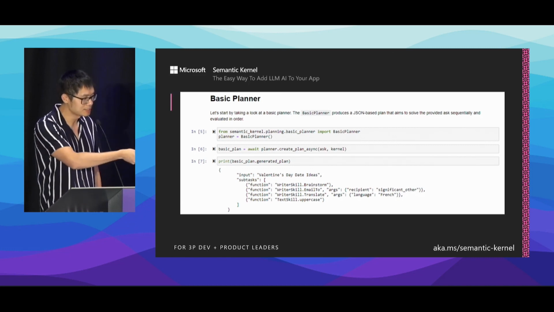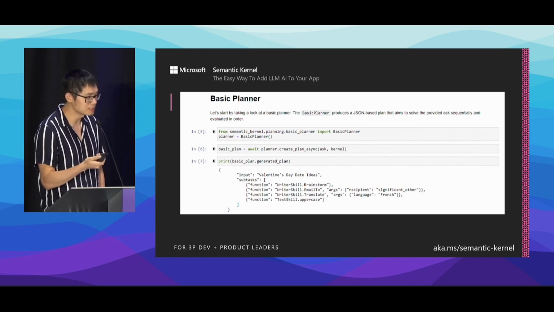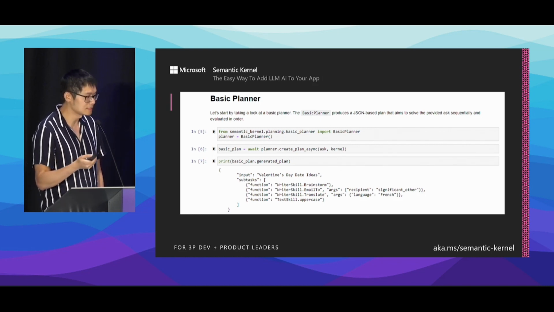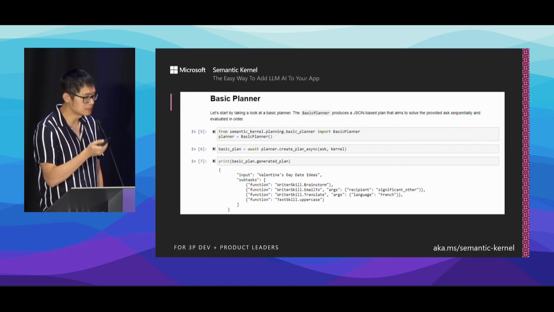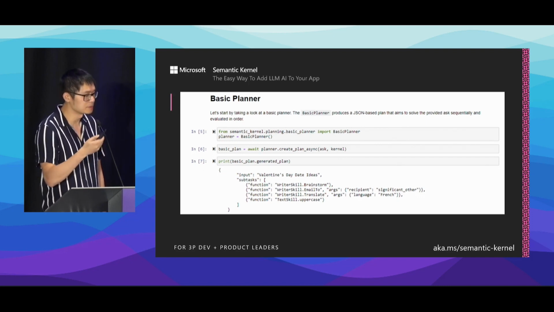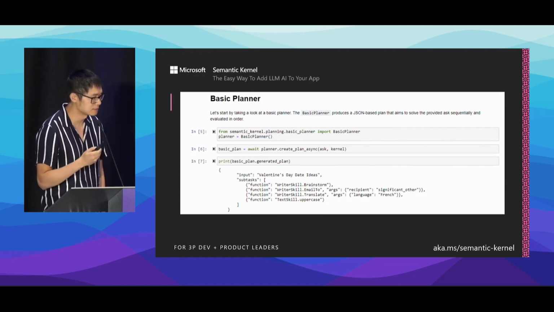You can see right here, when I printed out the plan, that's what it looks like. It takes this input, Valentine's date ideas, and it has several subtasks and functions to call, and the output of a particular function becomes the input of the following function to call, running this in a sequence.